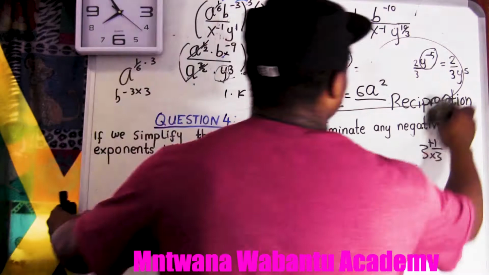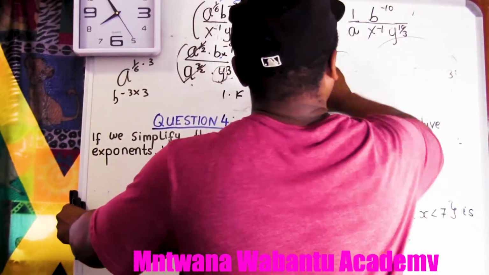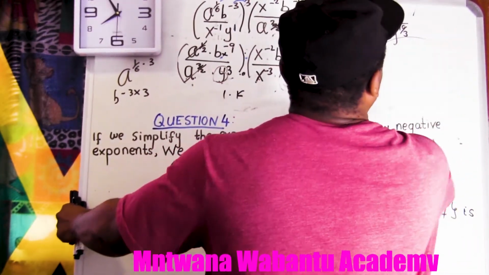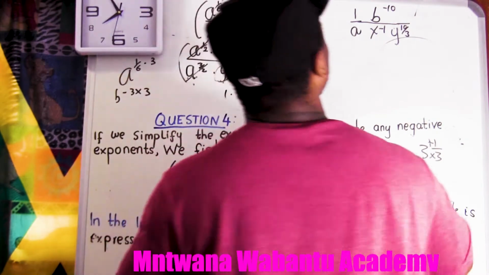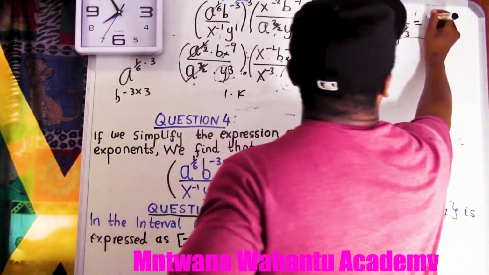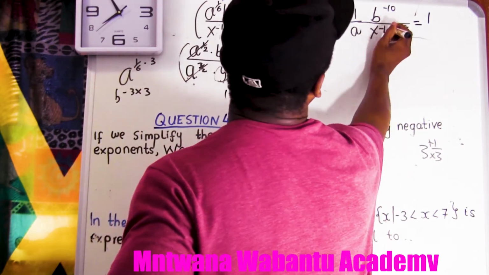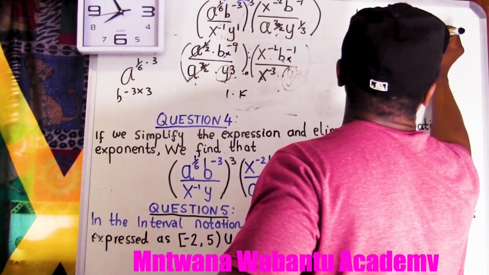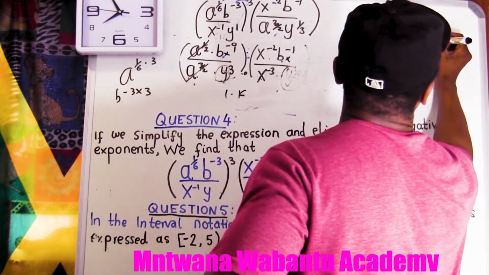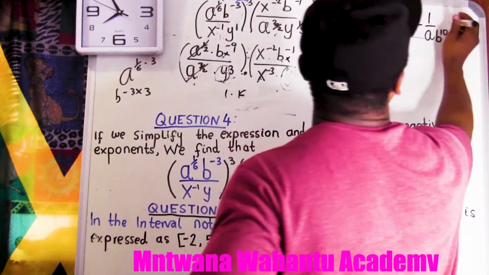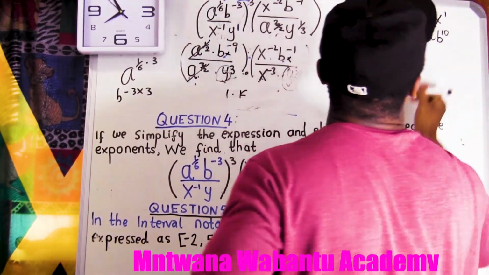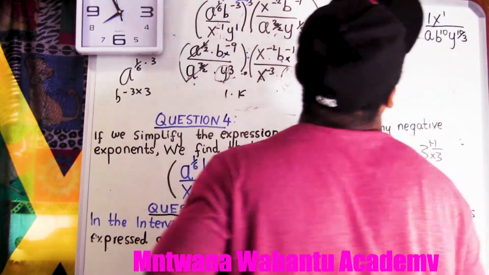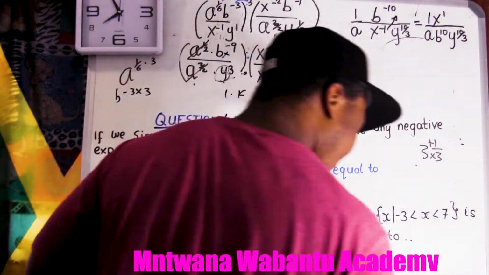So I'm going to say, finally, 1 is just a 1. Now this is going to go to the bottom and this is going to go to the top, because it's negative, it's going to go to the top to become positive, and this is going to go to the bottom, so it's going to be 1 over a. And then this is going to go to the bottom, it's going to be b power 10. And this is going to go to the top, it's going to be x power positive 1. And the y is going to remain where it is because it's a positive power. See? So that's going to be my final answer.